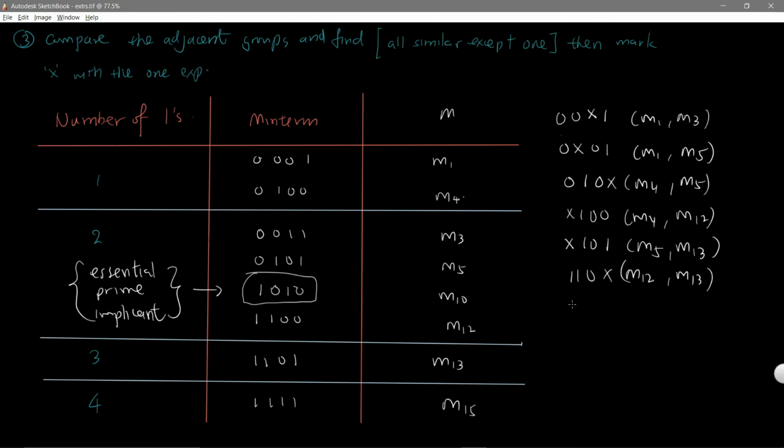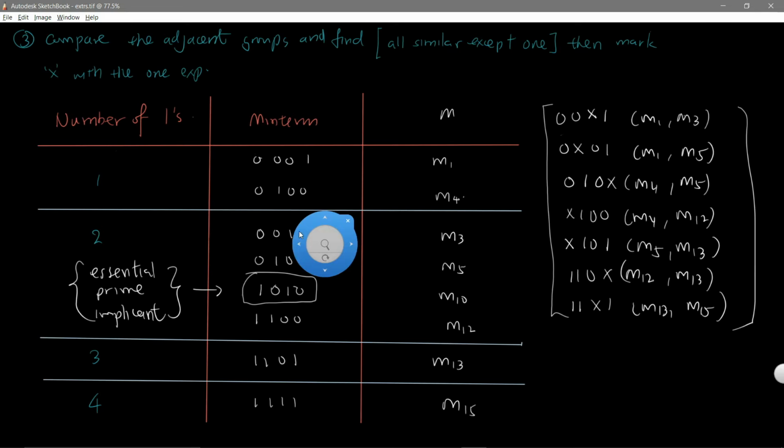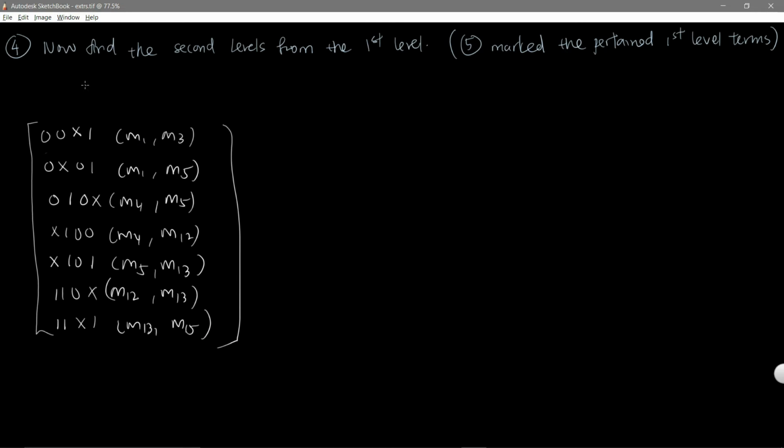Then M13 can be paired with M15. That's about all the similarities we can find here. And then remember the essential prime implicant. Alright, let's move on with the 4th step.